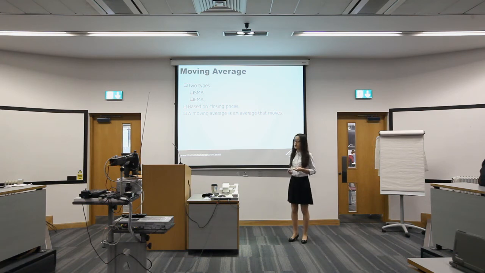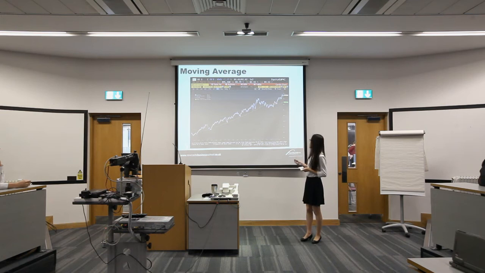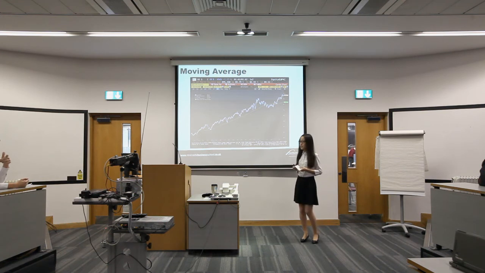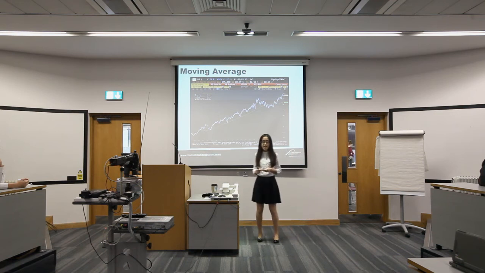A moving average is usually based on closing prices. It is an average that moves along the time scale because old data is dropped as new data becomes available. This green line is a 100-day moving average. It also acts as a support in this uptrend. A moving average can also act as a resistance in a downtrend.